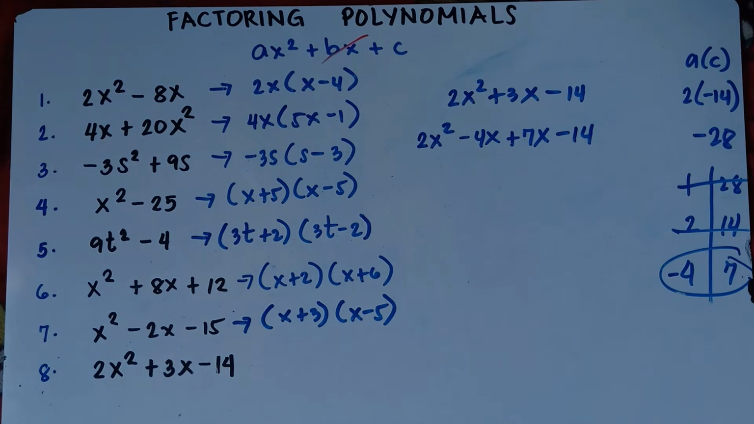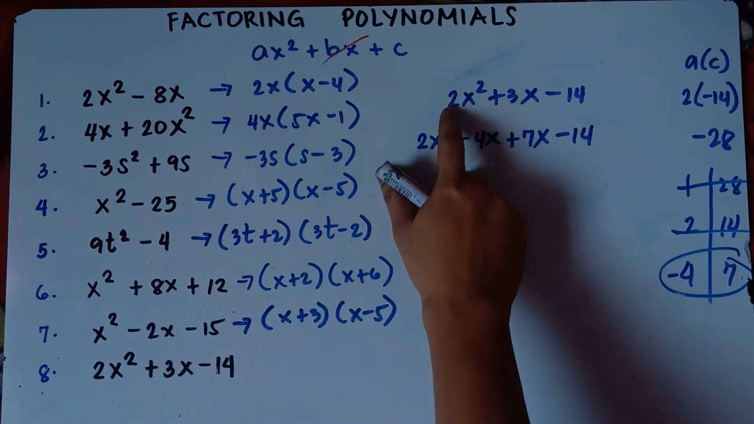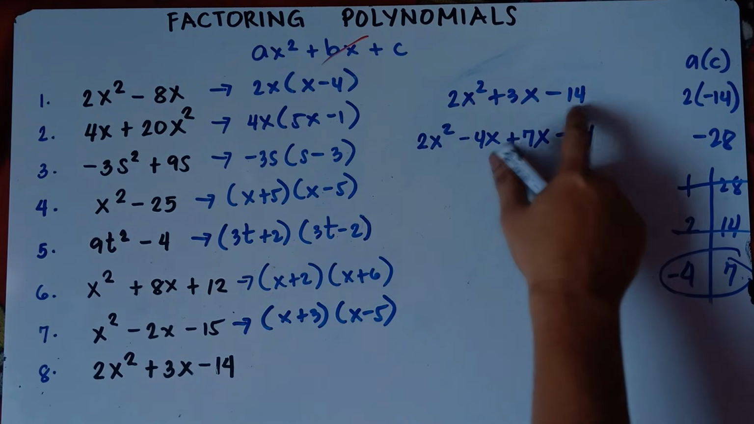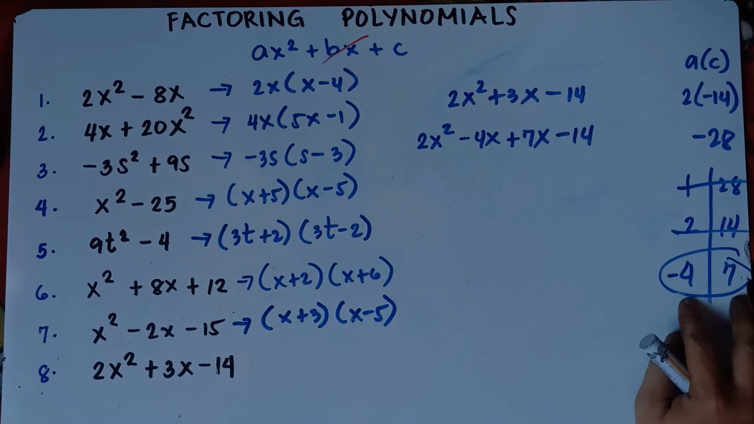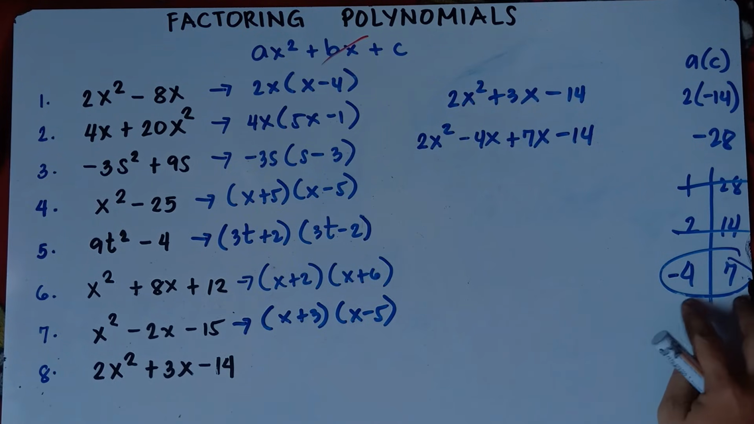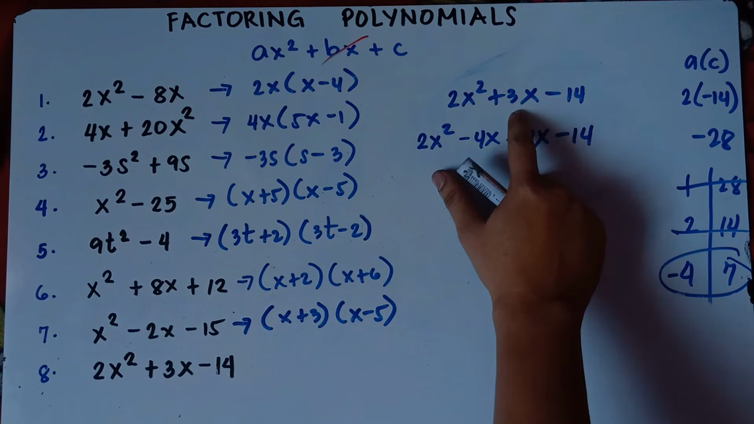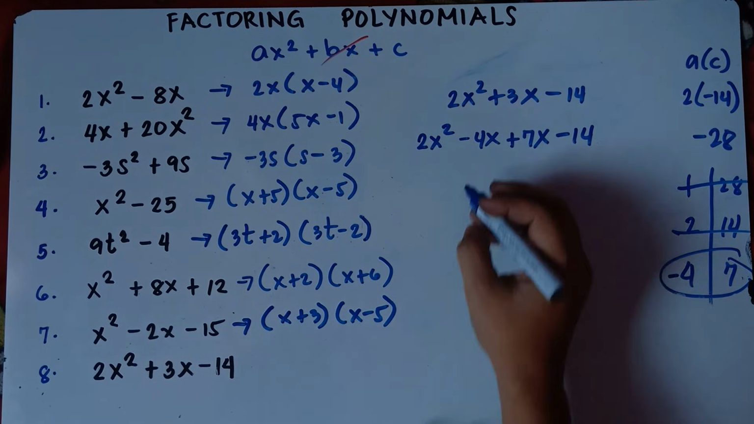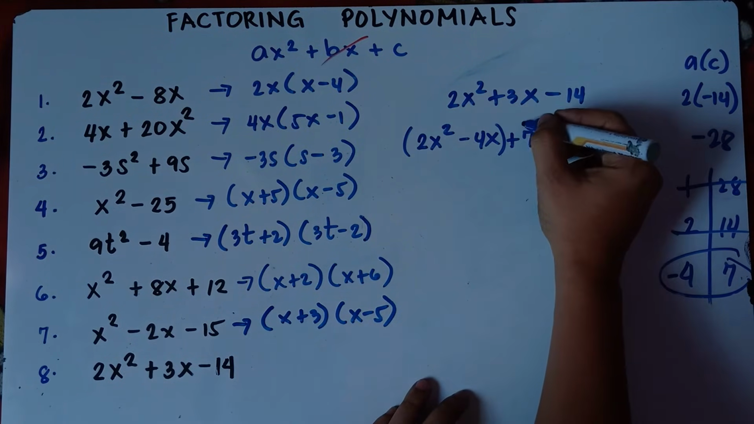It's quite tricky, class. If a is not equal to 1, this is the thing that you will do. You multiply the first term, the a, and the last term. So 2 times negative 14 is negative 28. Then you find two numbers that when you multiply, you get this, and when you combine, you get 3x. So negative 4x plus 7x is positive 3x. Then we factor this out by grouping.